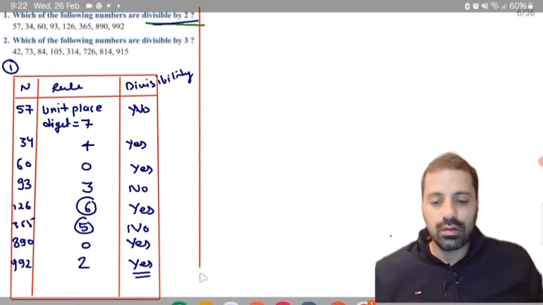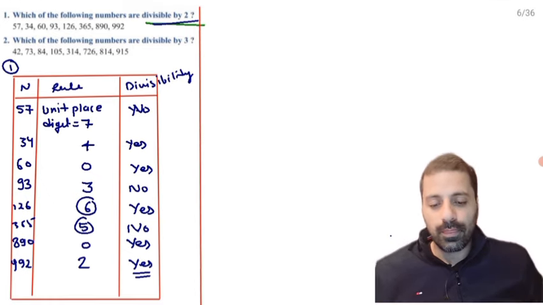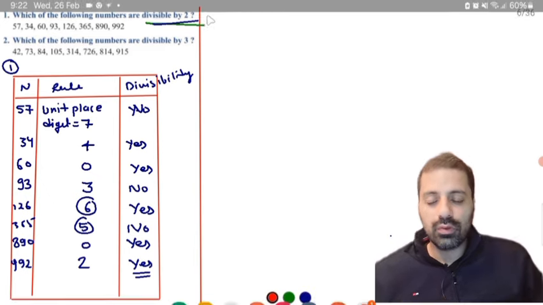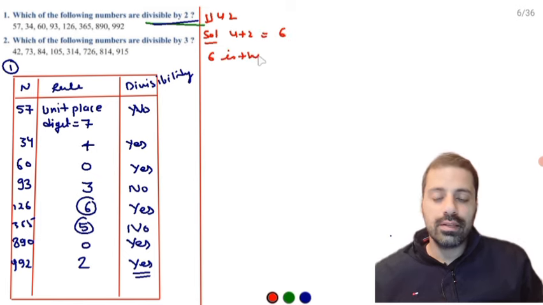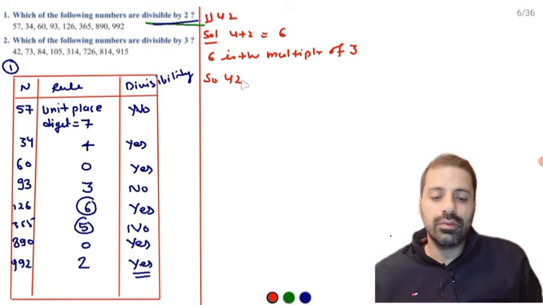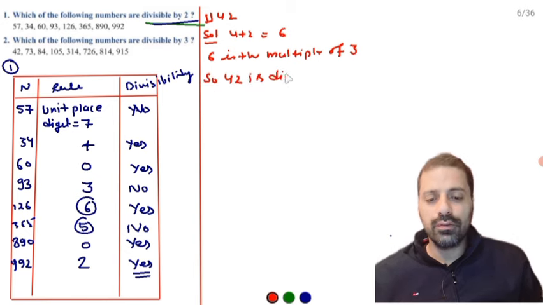Now comes the divisibility of 3. For question number 2, how can you solve it? In the same fashion we will solve. First, 42 is given here. Let's solve this. First we check 4 plus 2, the sum is 6, and we can say that 6 is a multiple of 3. So my dear students, 42 is divisible by 3. Got it?